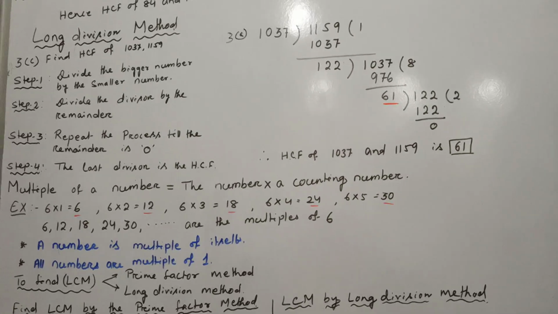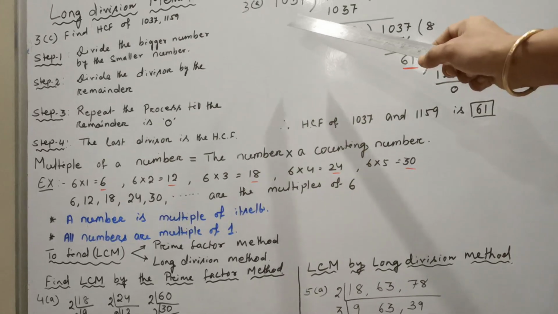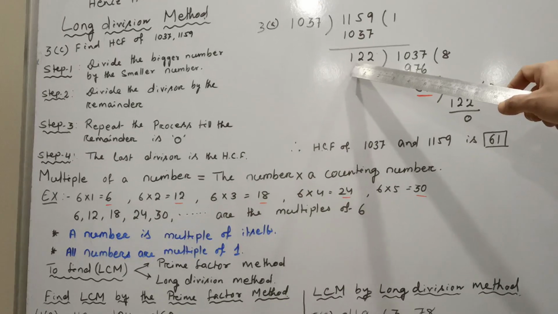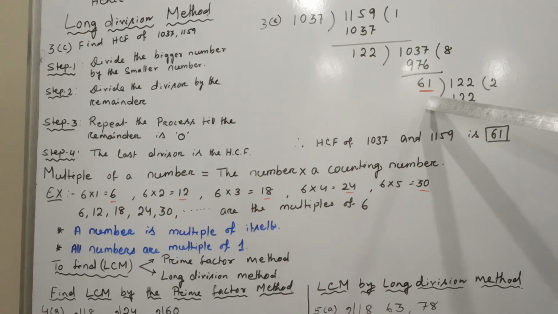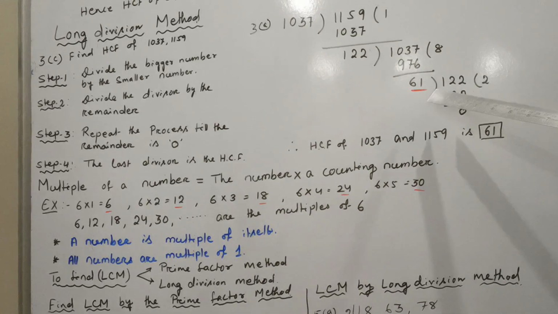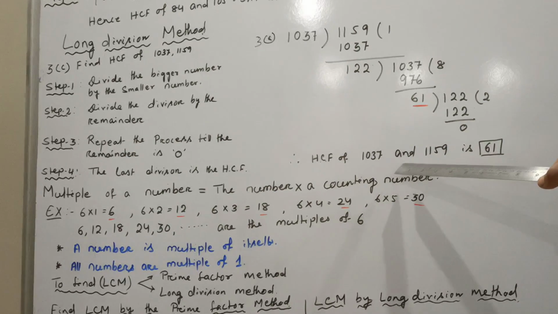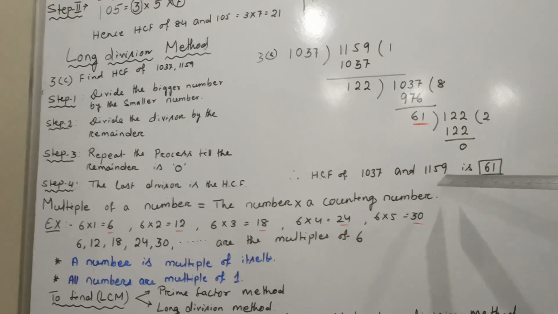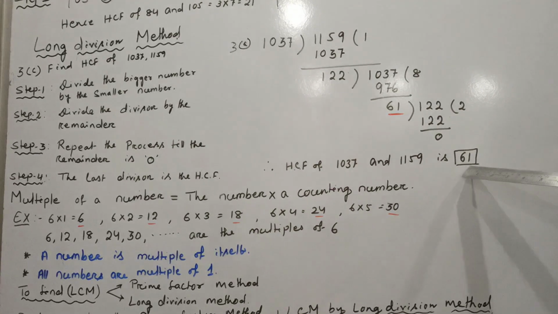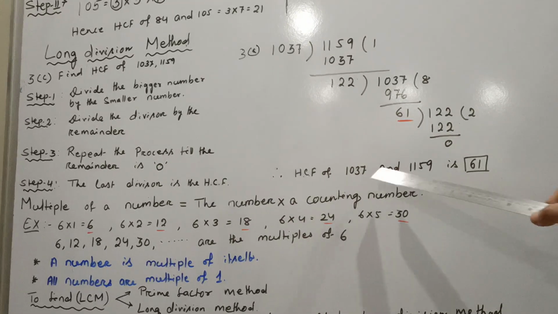Then the fourth step is the last divisor is the HCF. Here we find 3 divisors. The first one is 1037, the second one is 122 and the third one is 61. But 61 is the HCF of these two numbers. The last divisor is the HCF. So the HCF of 1037 and 1159 is 61. 61 is the last divisor. So this is the final answer, the HCF of these two numbers.